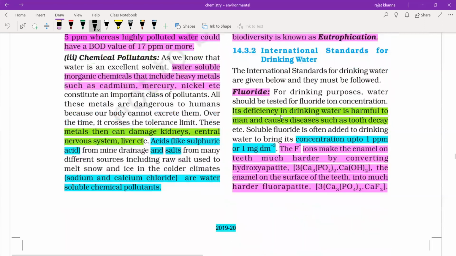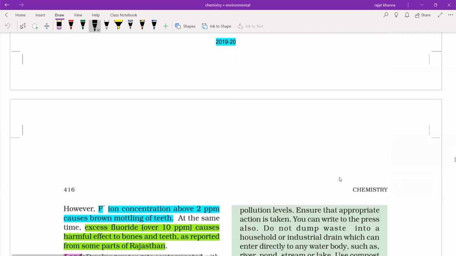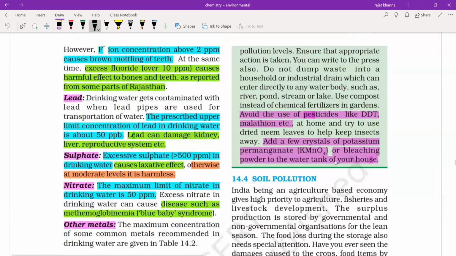Next is fluoride. Its deficiency in drinking water is harmful to man and causes diseases such as tooth decay. Concentration up to 1 ppm or 1 mg per decimeter cube is fine. The fluoride ion makes the enamel on the teeth much harder by converting hydroxyapatite, [Ca3(PO4)2]3·Ca(OH)2, the enamel on the surface of the tooth, into much harder fluorapatite, [Ca3(PO4)2]3·CaF2. Now, fluoride ion concentration of about 2 ppm causes brown mottling of teeth. Excess fluoride over 10 ppm causes harmful effects to bones and teeth, and this is reported from some parts of Rajasthan.